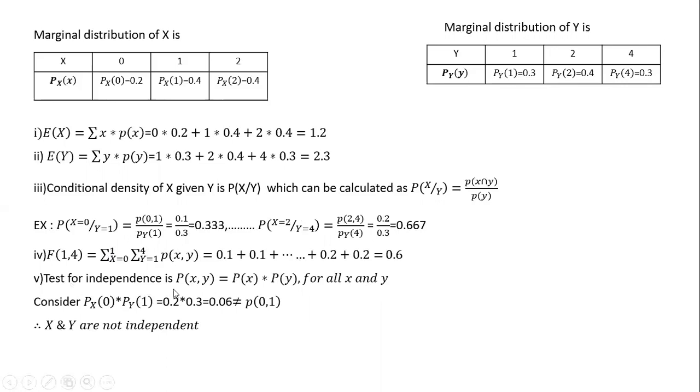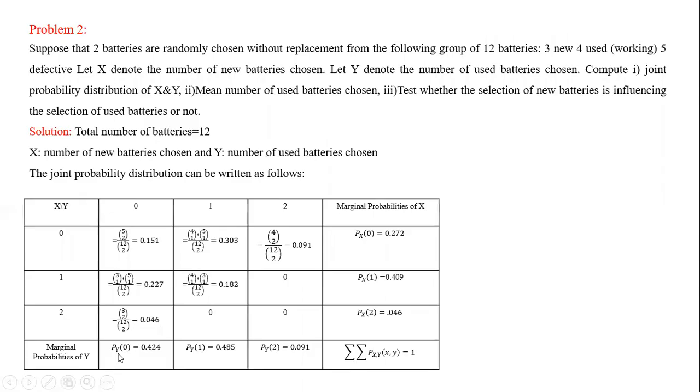So, test for the independence. Two random variables x and y are said to be independent if p of x comma y equals p of x into p of y. So p of x equal to 0 into p of y equal to 1 equals 0.2 into 0.3, which is 0.06, which is not equal to p of 0 comma 1. So x and y are not independent random variables.